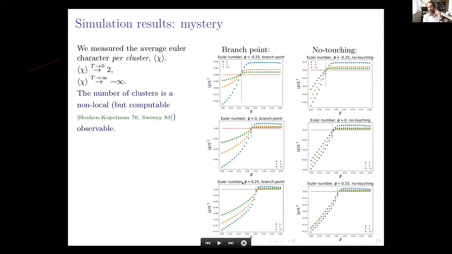And an interesting phenomenon is that, so here this is for various values of the coupling of the dilaton, and this is for the two possible resolutions.